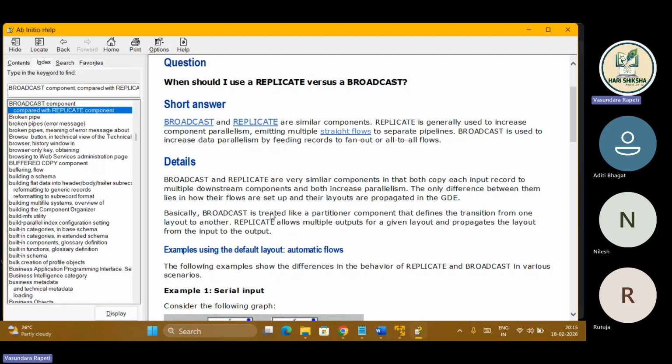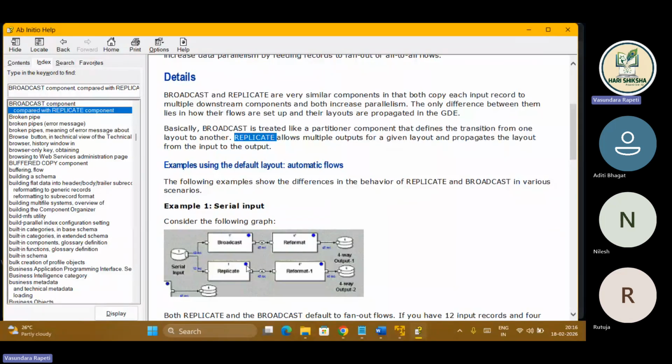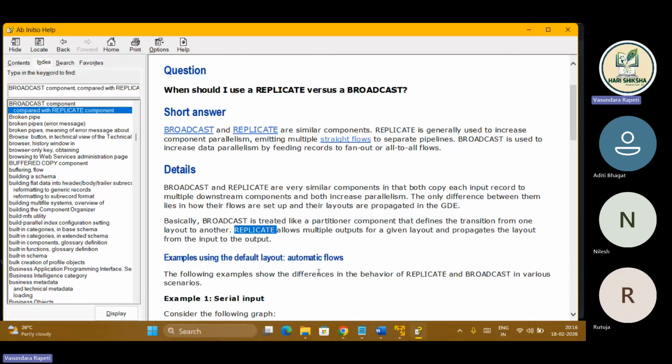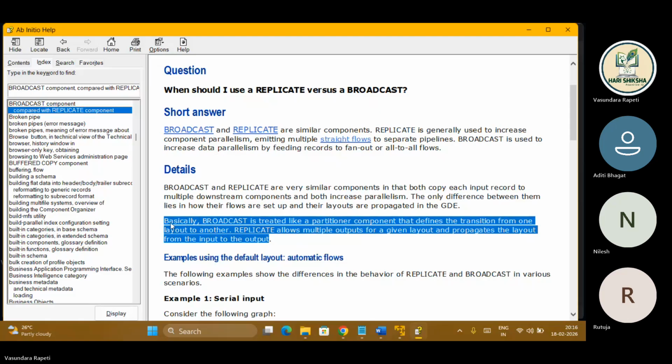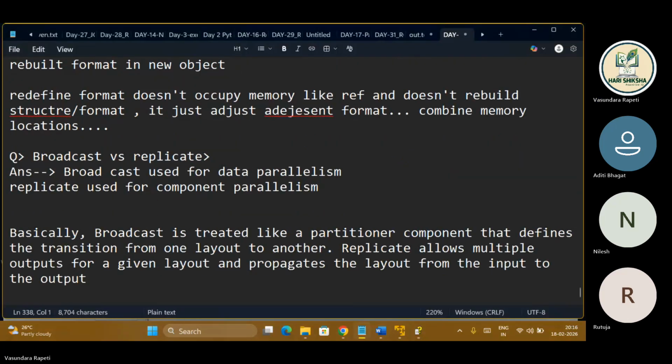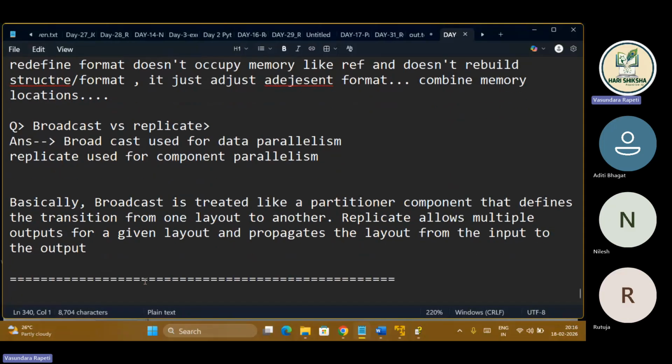Treated means they standardize. Broadcast is treated like a partitioning component and defines the transformation of one layout. Replicate allows multiple outputs, working as component parallelism. That is written using the default. Everything is written here. I have checked also. They both can do each other's work interchangeably. This is the only difference. So with that, it's done.